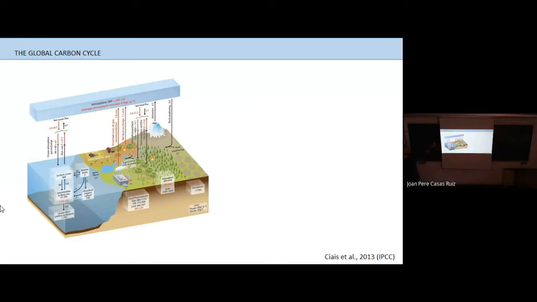This is the global carbon cycle, a very simplified scheme from the IPCC report in 2013. Here we can see the main compartments of the Earth, the different stocks of carbon, and the exchange with the atmosphere between these different compartments, right? Now, in the early 2000s, we used to believe that inland waters were just passive pipes of carbon. They were just transporting terrestrial carbon through rivers to the ocean.